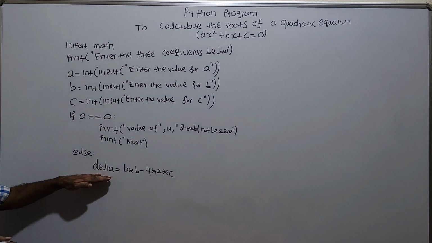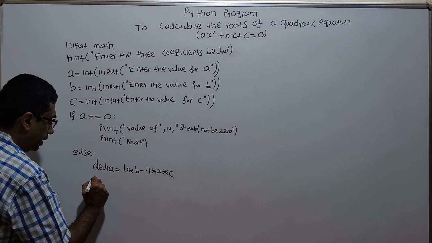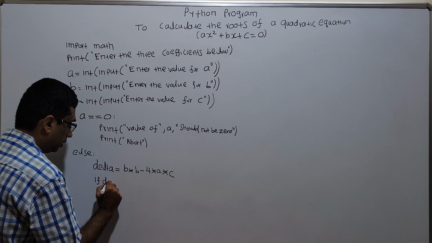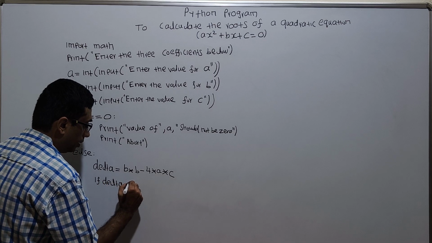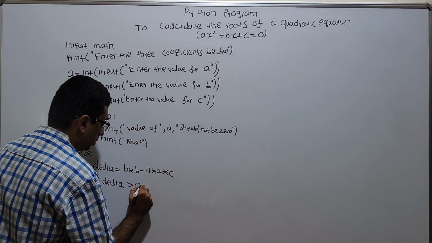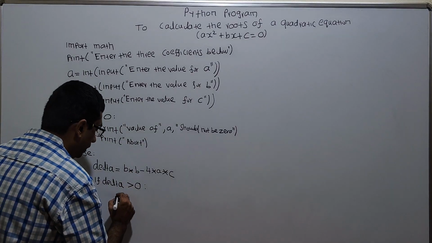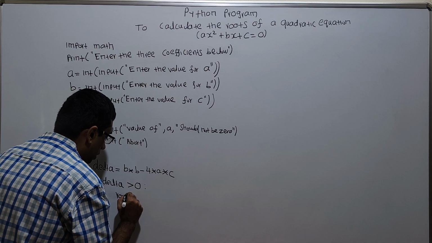Now I have calculated the value delta. Here I am checking a condition. I am writing a nested if else. I am checking a condition. If delta greater than 0, I am calculating the roots, root 1 and root 2.